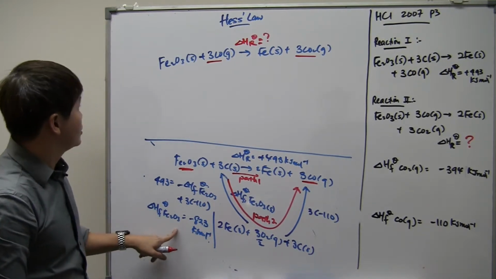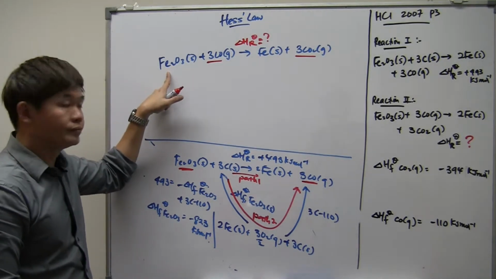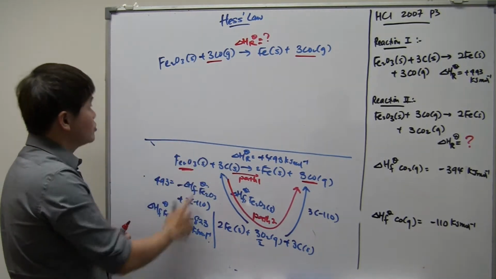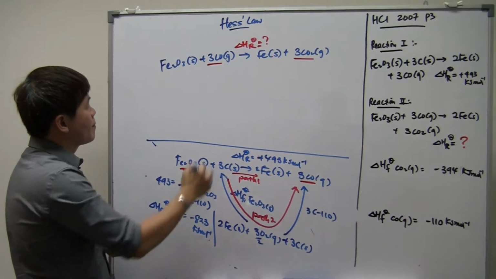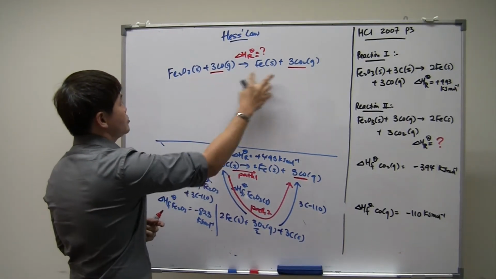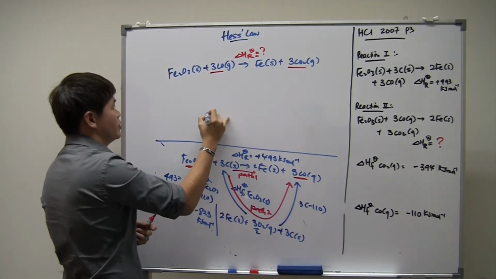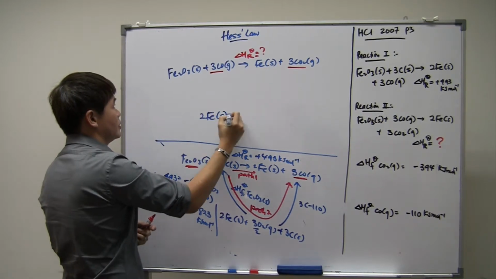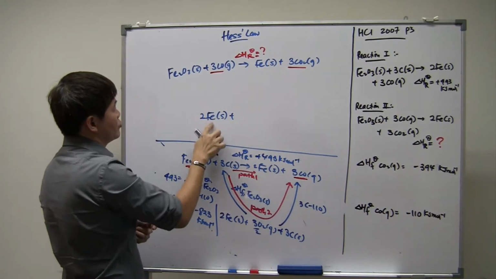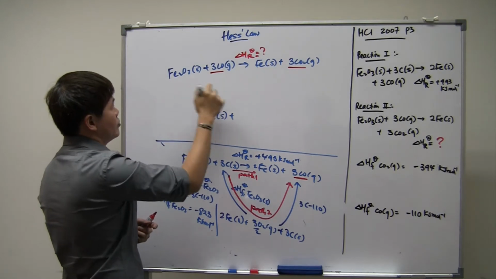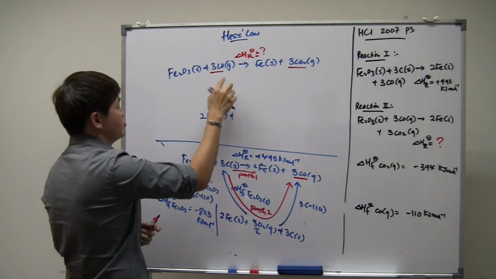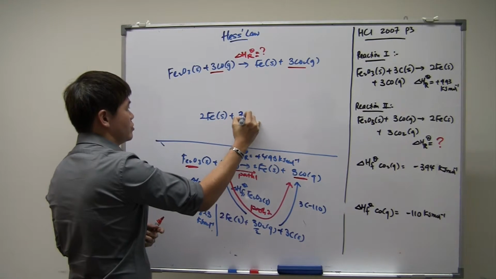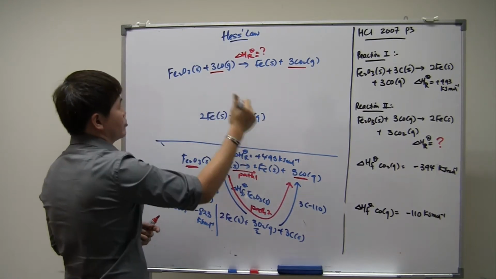We can use this enthalpy change of formation to find this enthalpy change now. So now we're going to bring this over here. This is the information that we got. So we're going to link this to the left and the right by the enthalpy change of formation as well, in this manner. So there are 2 iron atoms. There are 6 oxygen atoms, which is 3 oxygen molecules, and there are 3 carbons.